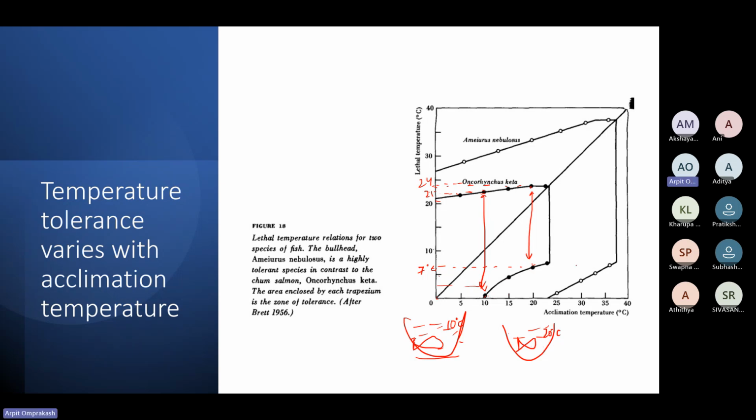So this is a narrow range species because it has a narrow range. And this is another species where we see the same thing. As we increase the acclimatization temperature, the range of lethal temperature, the temperature tolerance, varies. But the range of temperatures tolerated here is much broader compared to this one, and therefore this fish is said to have a broader tolerance compared to this fish.